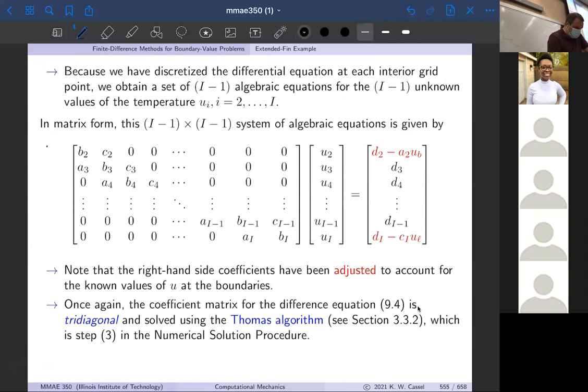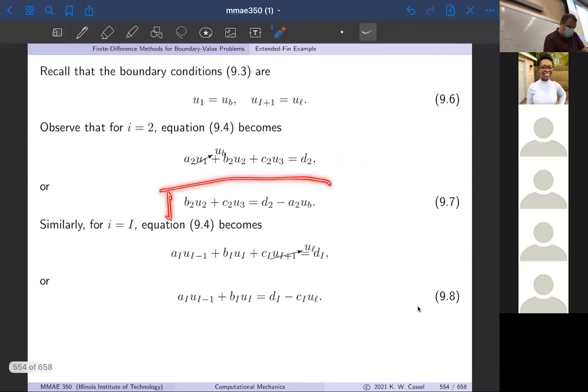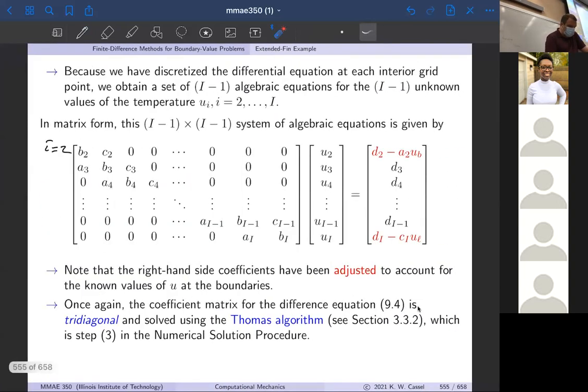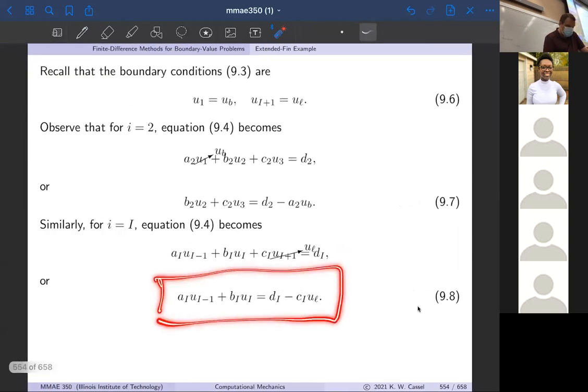So the first equation is for i equal to 2. And if I look at that equation, it has b_2 times u_2 plus c_2 times u_3 is equal to d_2 minus a_2 u_B. That better be the same. Yep, right there. Equation 9.7. Then the last equation for i equal to capital I, that is now a_I times u_{I-1} plus b_I times u_I is equal to d_I minus c_I u_L. And that better be this one. And it is.